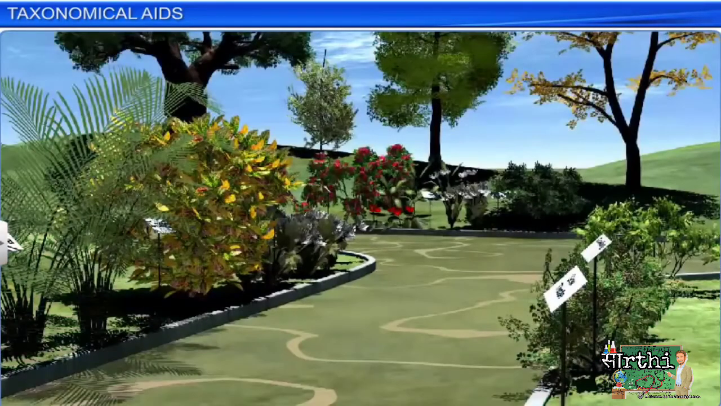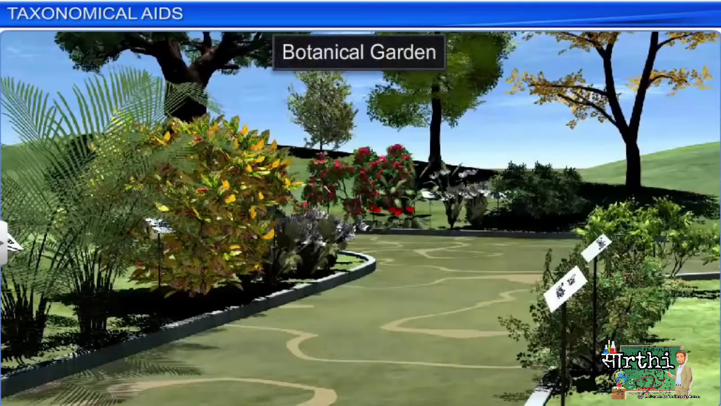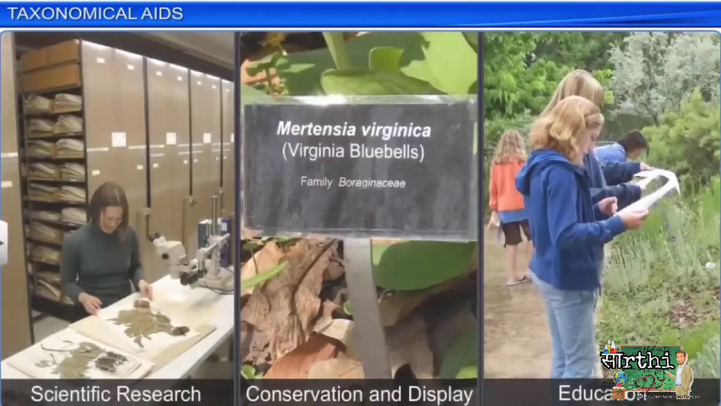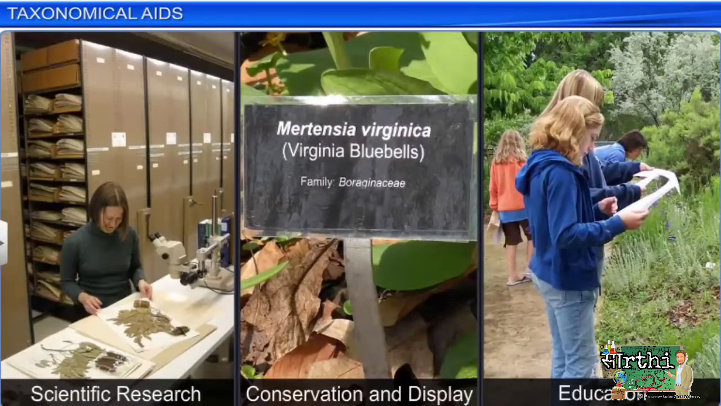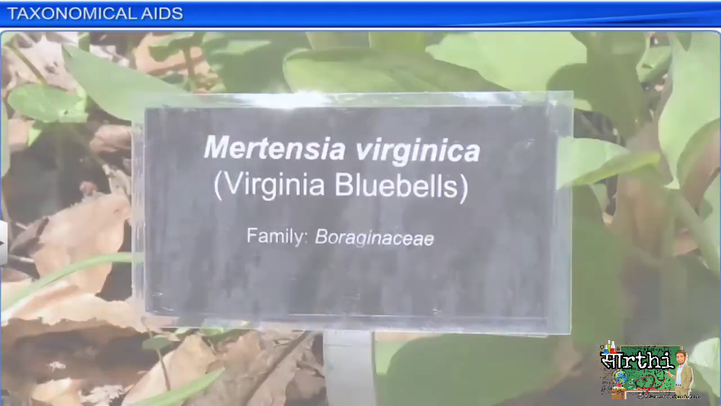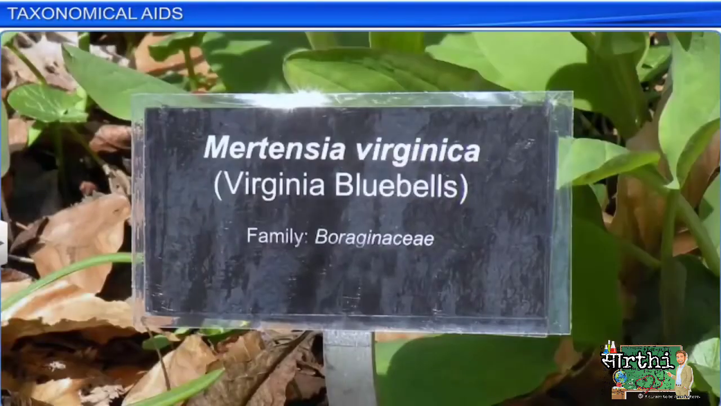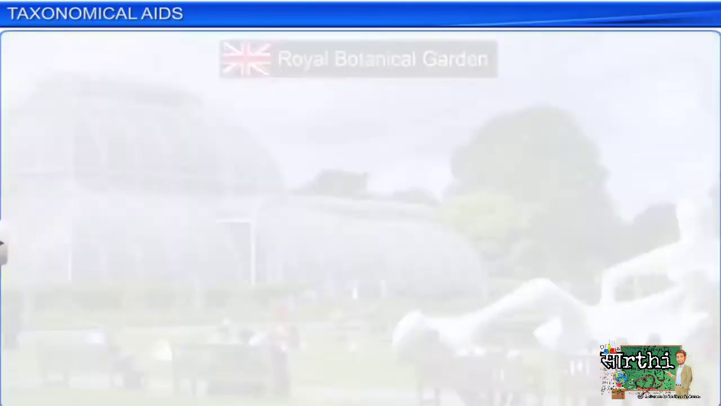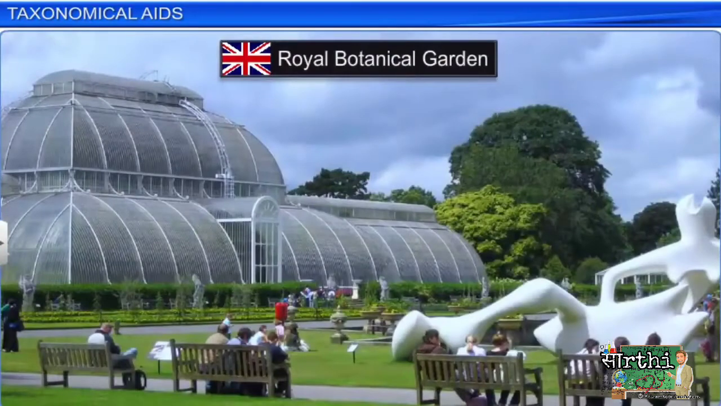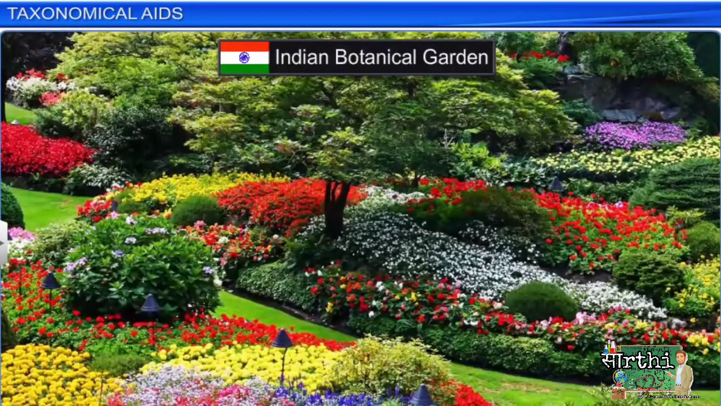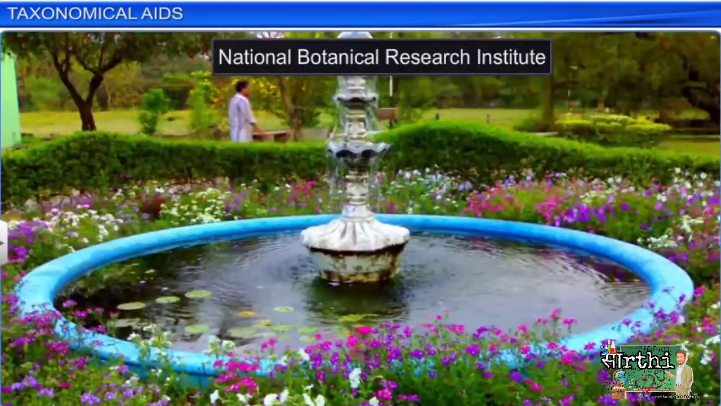Another place that provides taxonomical aid is a botanical garden. A wide variety of plants are cultivated in these gardens for scientific research, conservation, display, and education. Each plant is labeled with its botanical or scientific name and family. Some of the famous botanical gardens are at Kew in England, the Indian Botanical Garden in Howrah, and the National Botanical Research Institute in Lucknow.